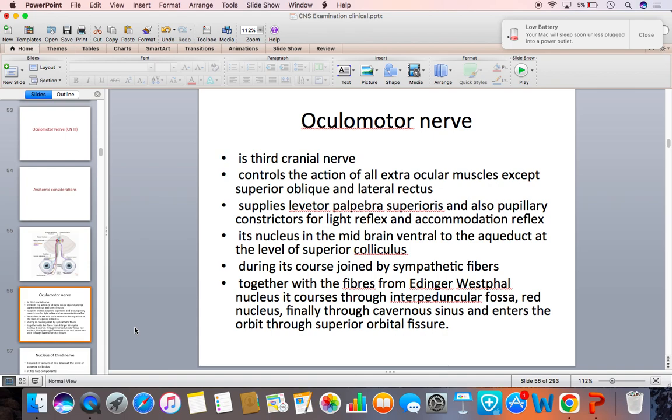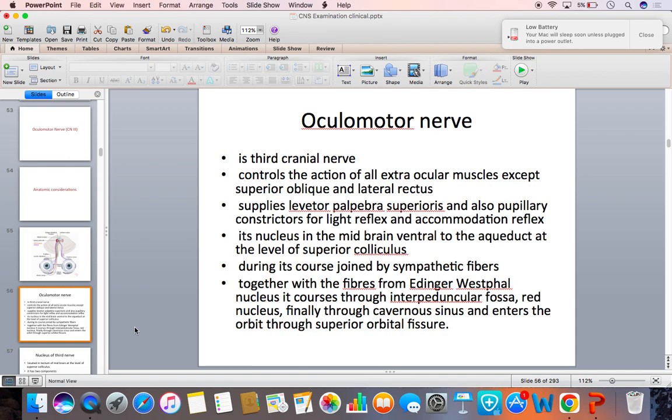When it is taking its course downwards, it is joined by sympathetic fibers. Together with the fibers of the Edinger-Westphal nucleus, it courses through the interpeduncular fossa, the red nucleus, and finally through the cavernous sinus, and enters the orbit through the superior orbital fissure. So this is how the oculomotor nerve arises at its nucleus at the level of the superior colliculus.